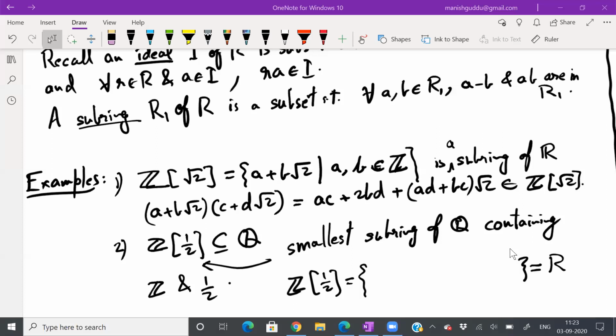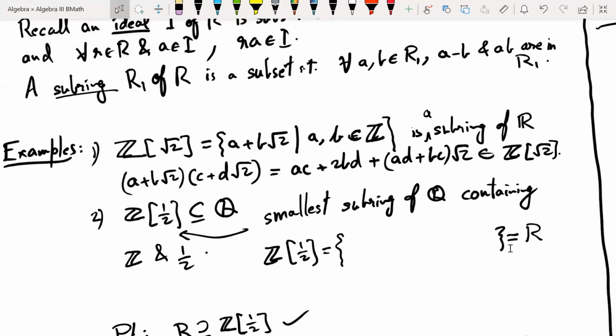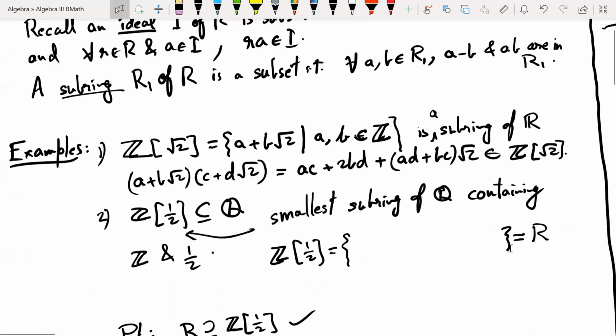Okay, great. It's being recorded, I suppose, so no issues with that. Now you can see Z[√2] is a subring of R. There are two ways of thinking about it. One is the smallest: you can consider all subrings of R which contain Z and √2 and take their intersection. That will also be a subring of R. Another way is to consider this set. These two agree.